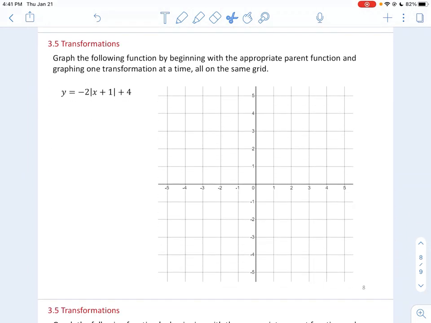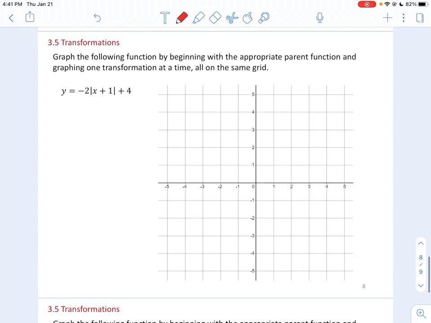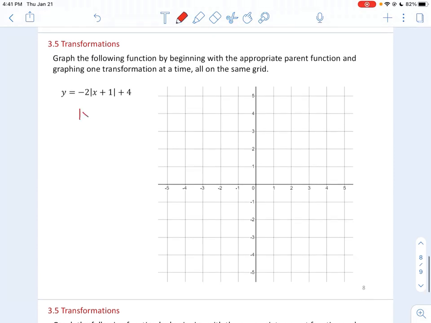Okay, now we're going to do some multiple transformations. Graph the following function by beginning with the appropriate parent function and graphing one transformation at a time, all on the same grid. Okay, let's start with the parent function, which is, hopefully you can recognize that there's an absolute value involved here, so I'm guessing that we're probably starting with the absolute value of x. So here's our parent function, and we're going to do one transformation at a time until we wind up with this statement.